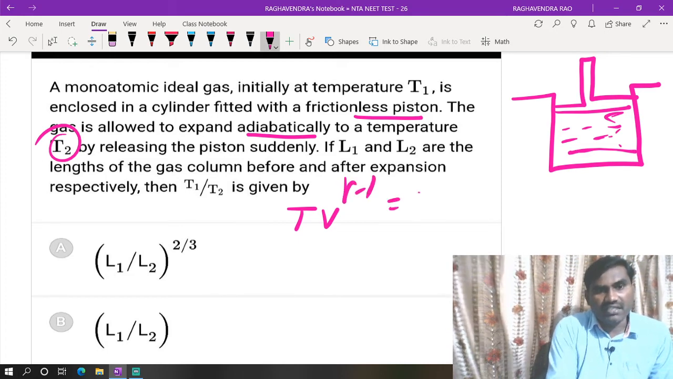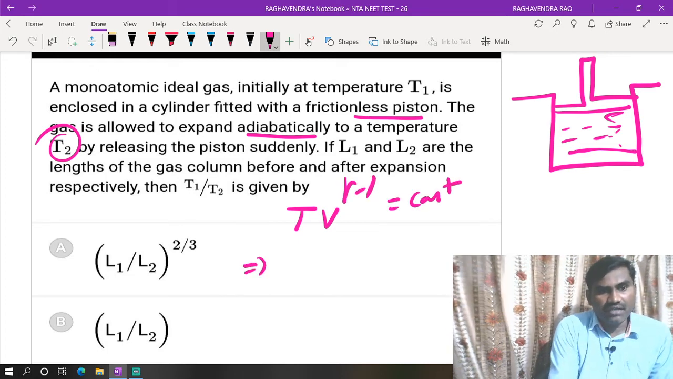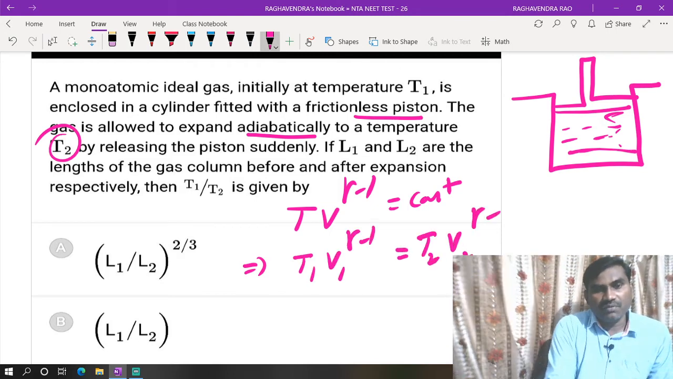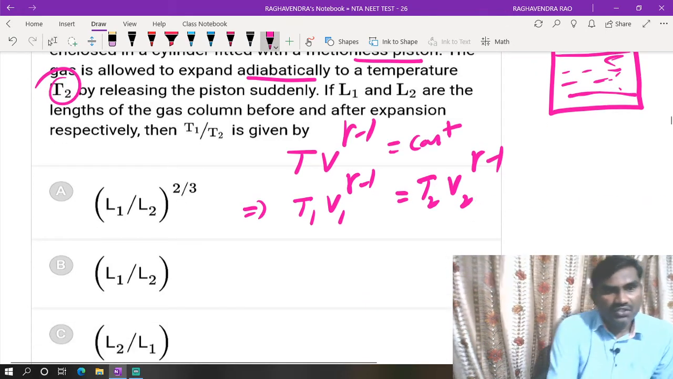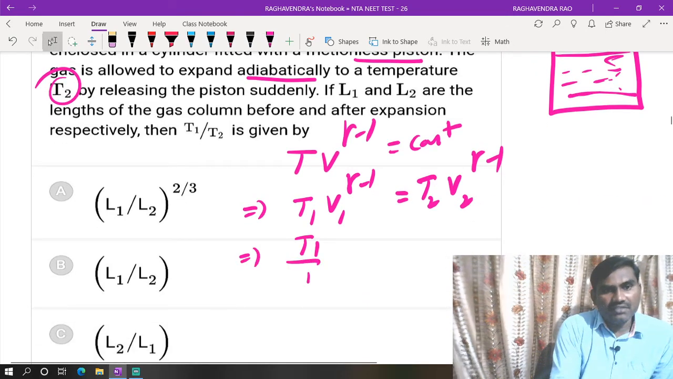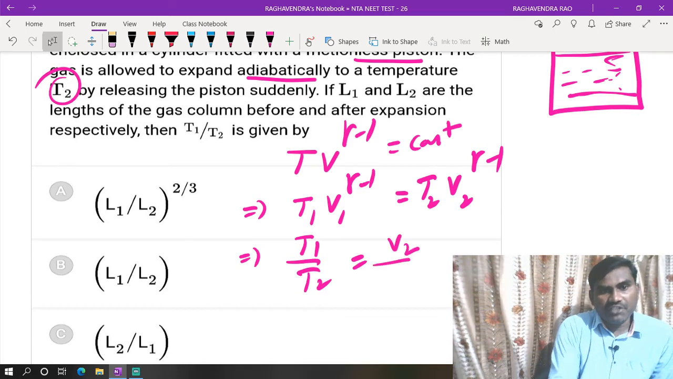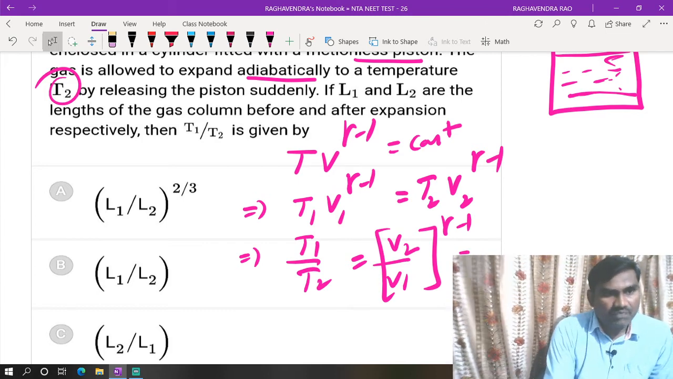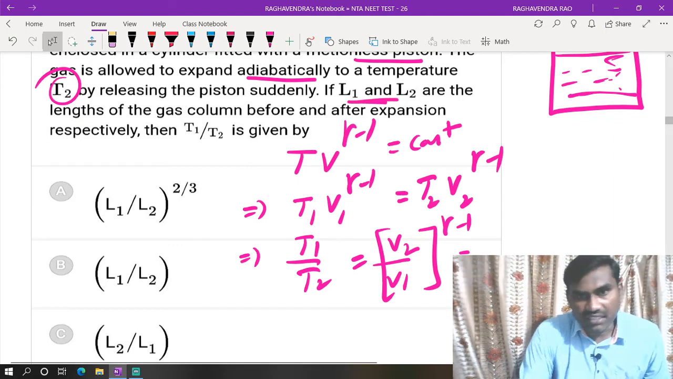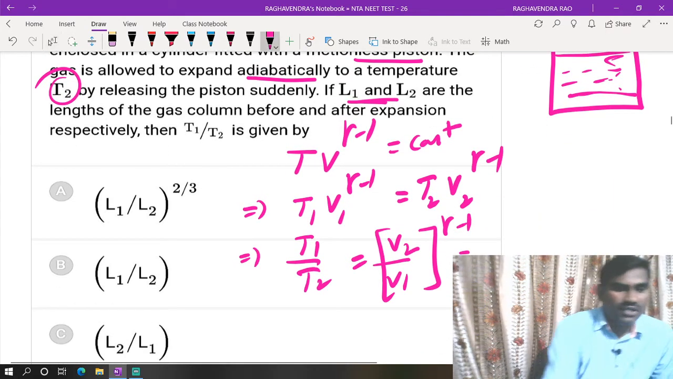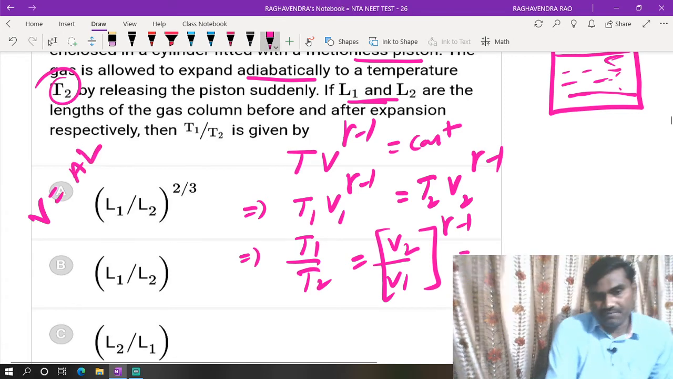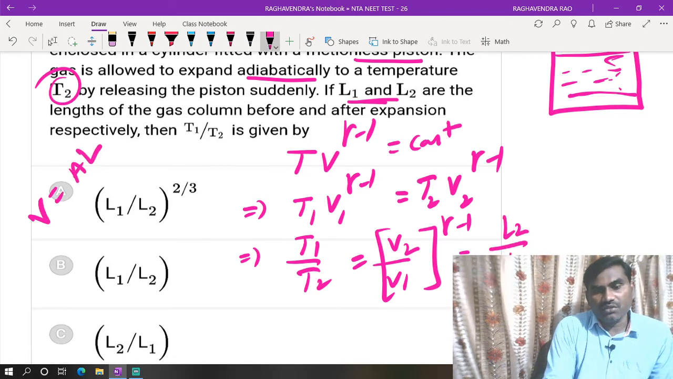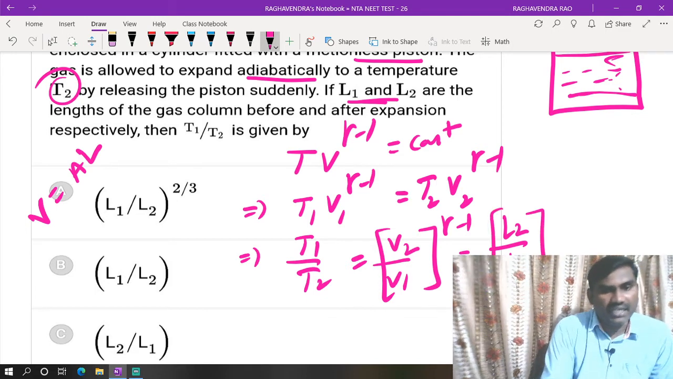TV^(gamma-1) is equal to constant. So here, T1 V1^(gamma-1) is equal to T2 V2^(gamma-1). So now T1 by T2 is equal to (V2 by V1)^(gamma-1). The volume is given, but the area of cross section remains the same, so we can write volume as area into length. So this will be (L2 by L1)^(gamma-1), as the area will cancel.